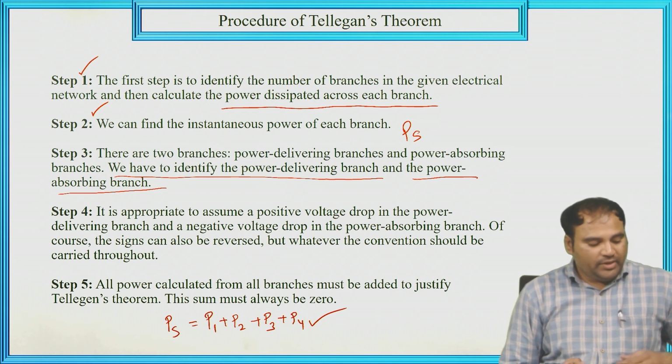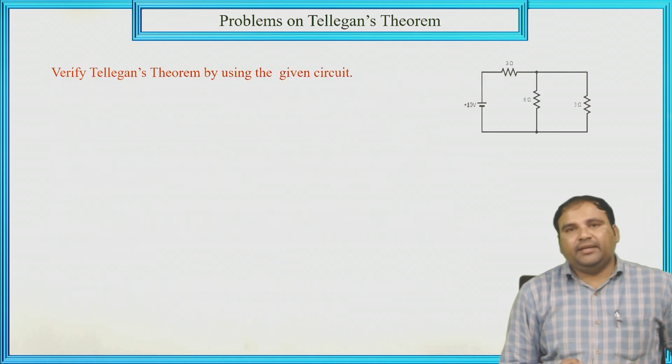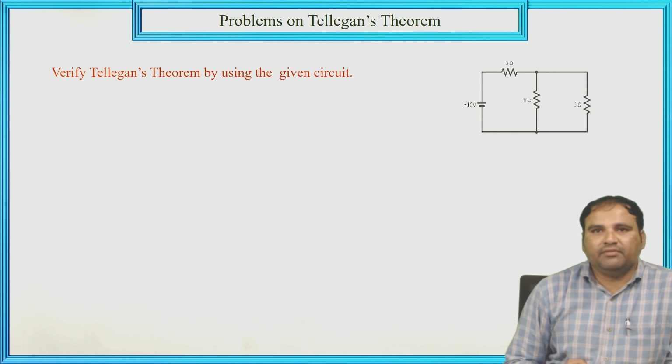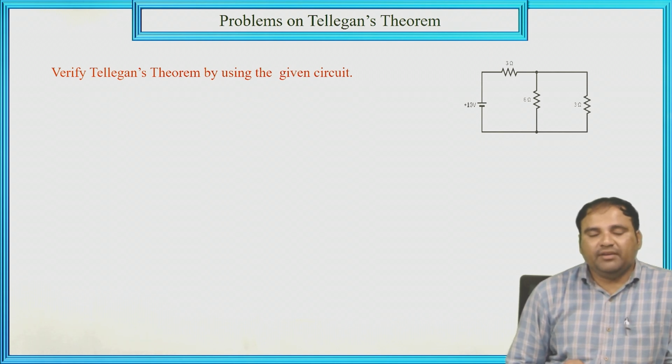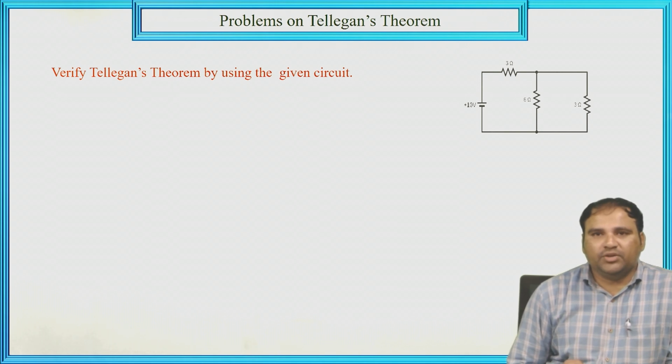Here I am taking one network. In this network we have a 10 volt voltage source, a 3 ohm resistor, a 6 ohm resistor and a 3 ohm resistor. The question is, we have to verify Tellegen's theorem using the given network. How can we verify it? By using Kirchhoff laws, or nodal analysis, or mesh analysis. We can use any method, we'll get the solution.